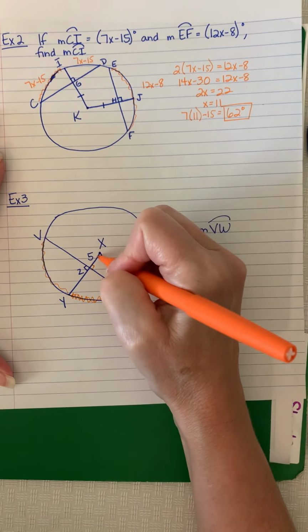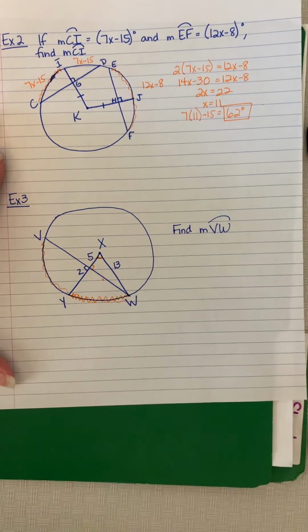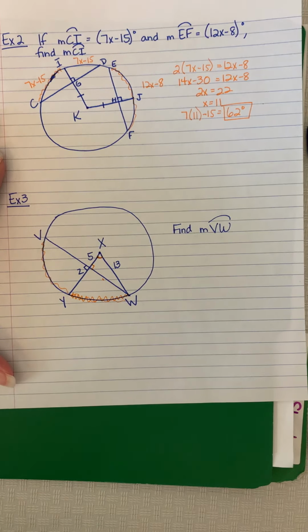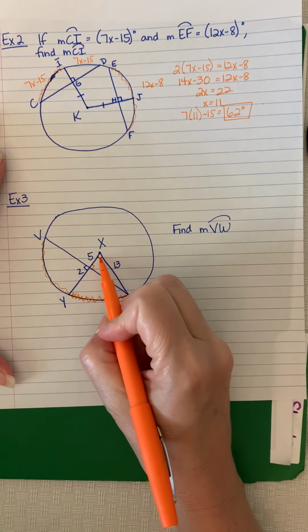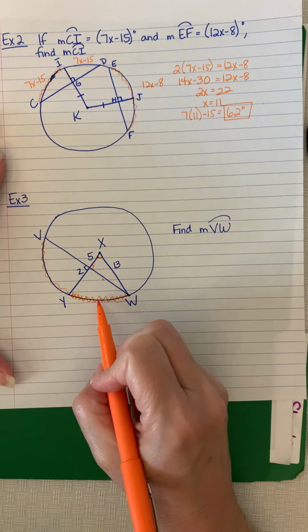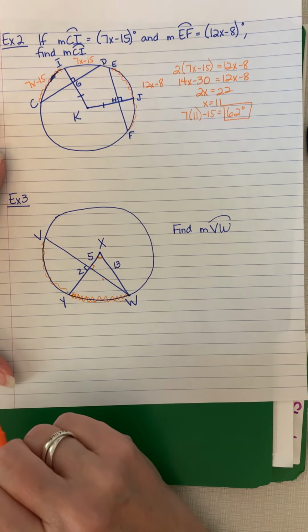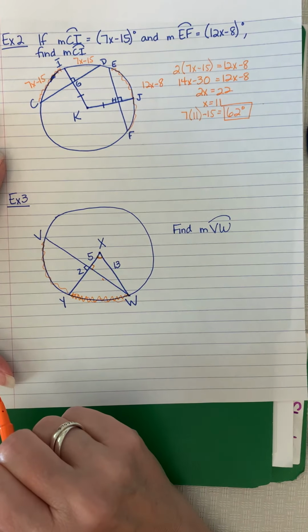This right here is a central angle. We know that the measure of a central angle is the same as the measure of its intercepted arc. So if we can determine this angle measure, we will have determined the measure of this arc. We have a right triangle. We know in a right triangle to find a missing angle, we can just use SOHCAHTOA.